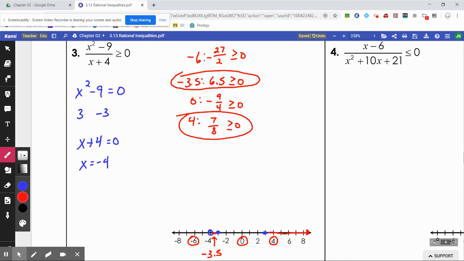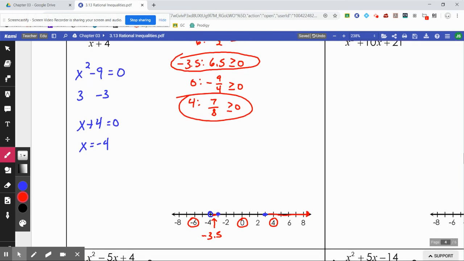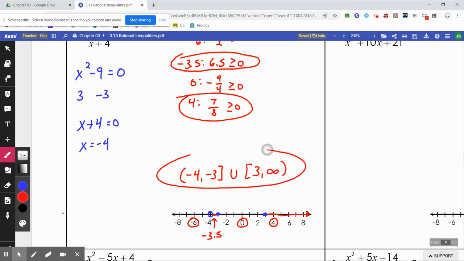And notice that most of the time, now this is not always the case, but most of the time, every other region. Once you find one, it's normally every other region that works. So do not include -4 because it was an asymptote line, up to -3, which is included because of the or equal, or your solution is all values from +3 to infinity, and we never include infinity.